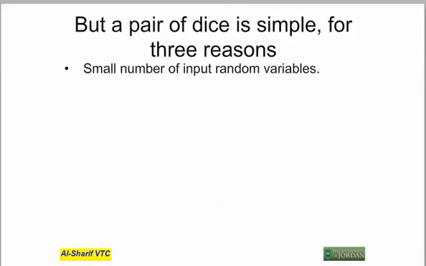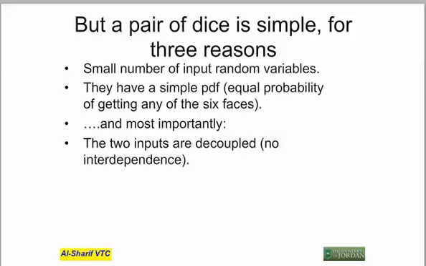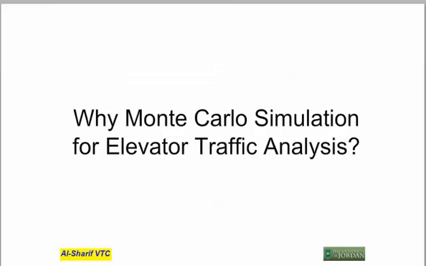In this case, we only have a small number of input random variables. They also have a simple probability. We know that they're equally likely: 1, 2, 3, 4, 5, and 6 are equally likely. And most importantly, the two inputs are decoupled. So there is no dependence between the first throw of a pair of dice and the second throw. Once we start having more inputs and they become interdependent, then that becomes more and more of a problem. And that's why in many engineering problems where we have a large number of inputs, Monte Carlo simulation becomes ideal for calculating the value of a random variable.